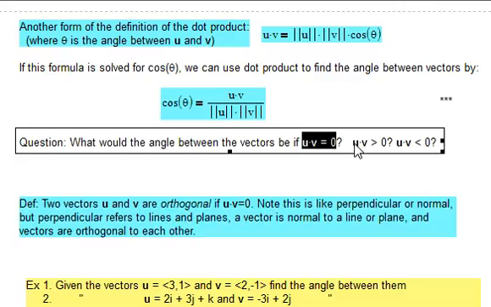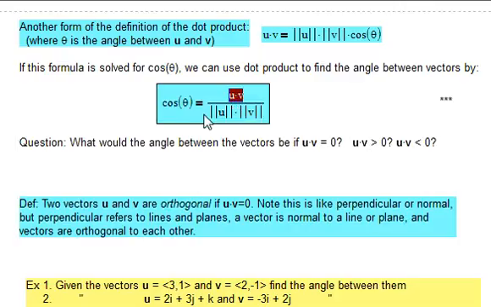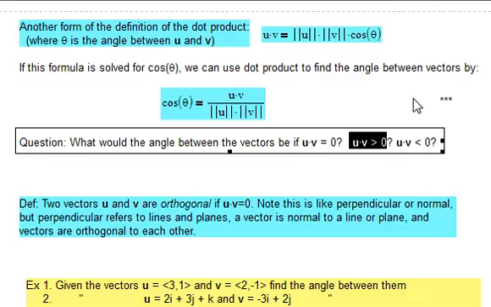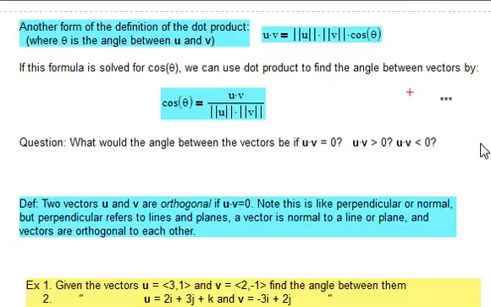What does it mean if u dot v is positive? Well, if you think about the cosine of theta, the length of u and the length of v are positive numbers. So if u dot v is positive, then cosine of theta is a positive number. That means theta would be in quadrant 1, and it would therefore be an acute angle. So if u dot v is positive, then the angle is less than 90 degrees. And if u dot v is negative, then the angle is between 90 degrees and 180 degrees.